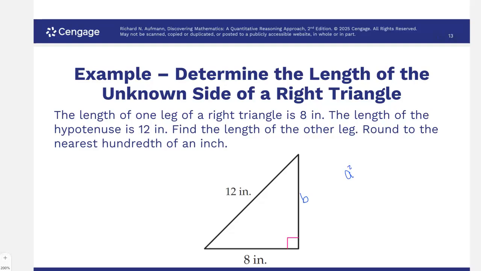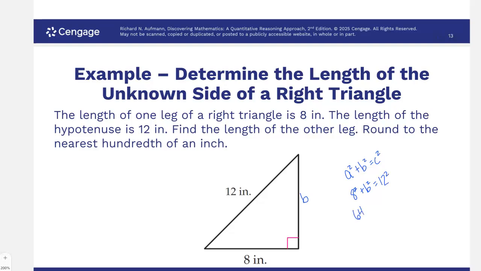I know that a squared plus b squared has to equal c squared. So this is leg squared plus leg squared is equal to c squared. And we could have called this a or b. It doesn't really matter. What's important is that we notice that that's a leg and that cannot be c. C is always the hypotenuse. So we're going to have 8 squared plus b squared is equal to 12 squared.